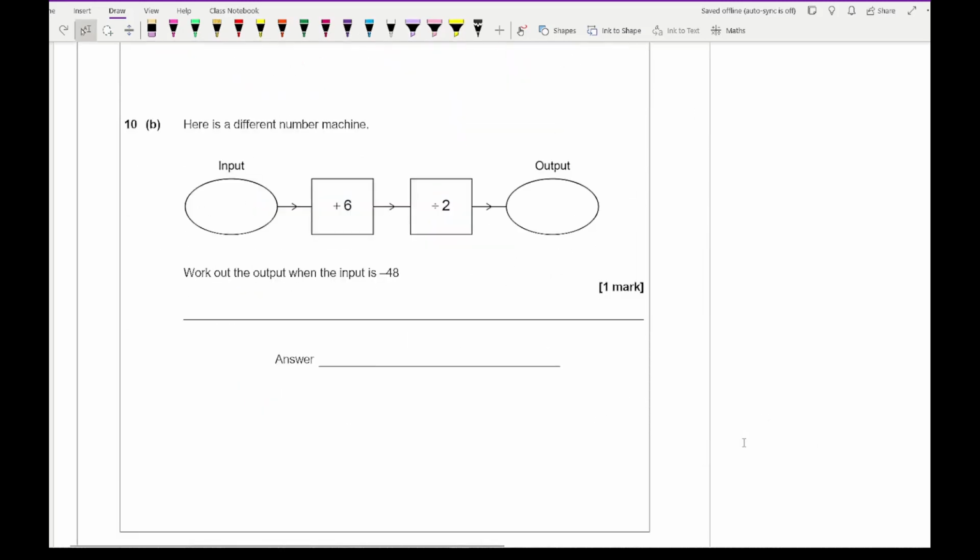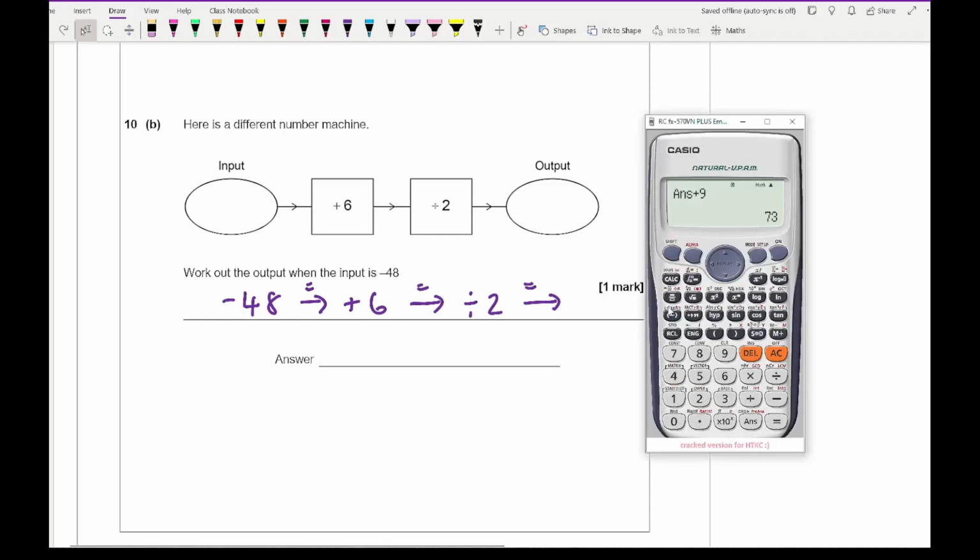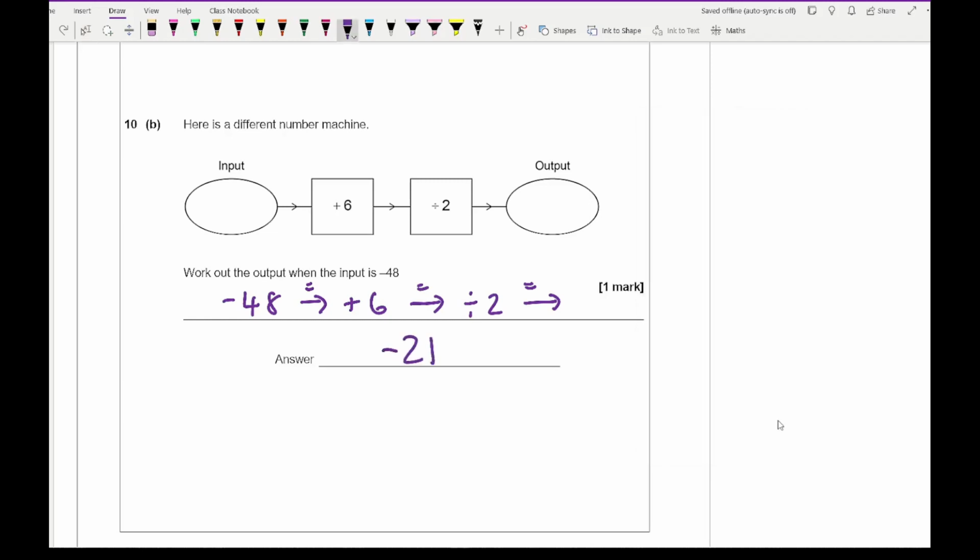It says here is a different number machine. It says work out the output when the input is minus 48. So we've got minus 48 plus 6 divided by 2. And again, what we're going to do is just press equals after each of those steps. So I've got minus 48 plus 6 equals, divided by 2, press equals, and get an answer of 21.